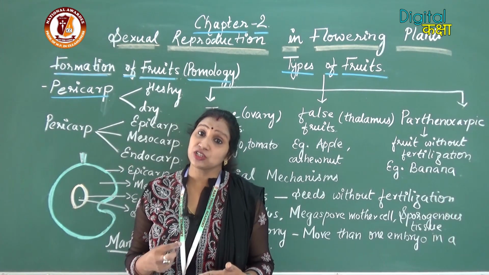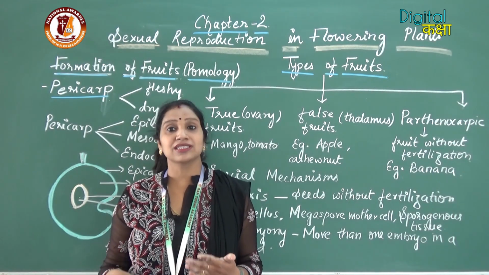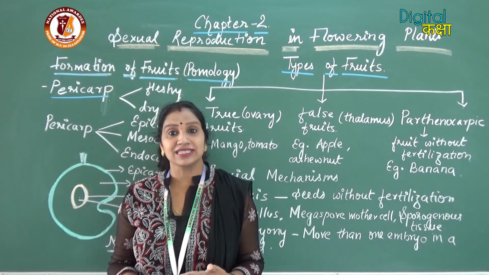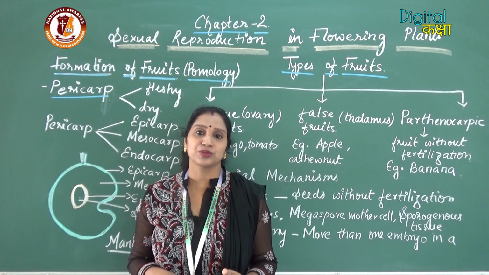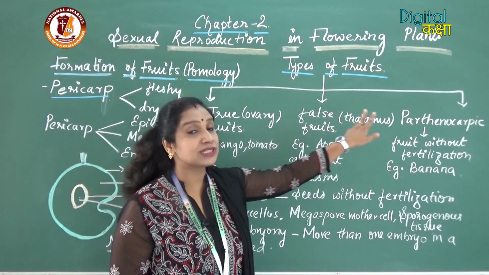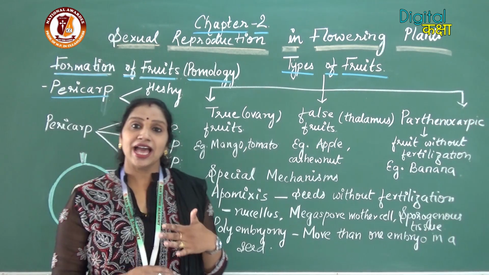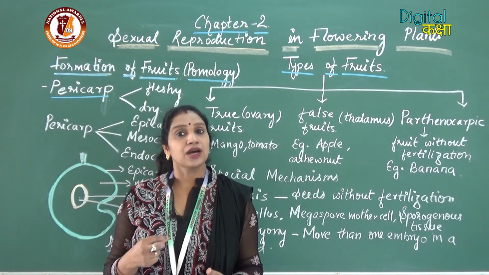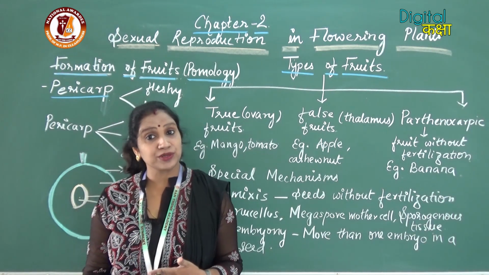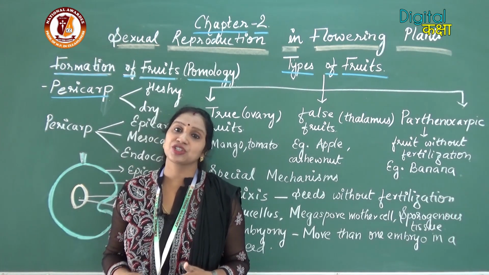Parthenocarpy can also be induced by injecting the chemical ethylene, which is now being practiced in the market, so that the fruits, they can ripen very easily without fertilization process. So, this was the types of fruits: true fruits, false fruits and parthenocarpic fruits. Now, we have come to the end of the post-fertilization events, in which we have studied about the development of embryo, the development of endosperm, the formation of seeds and the formation of fruits.